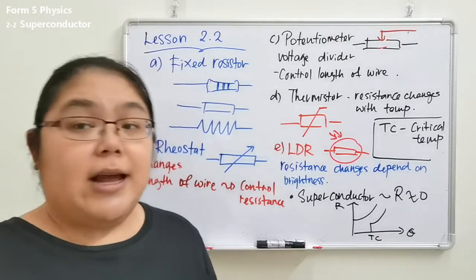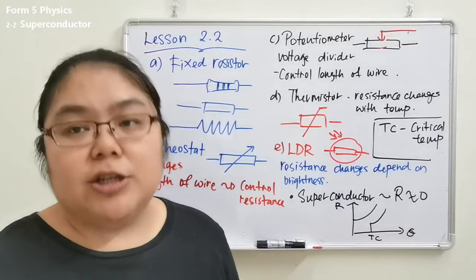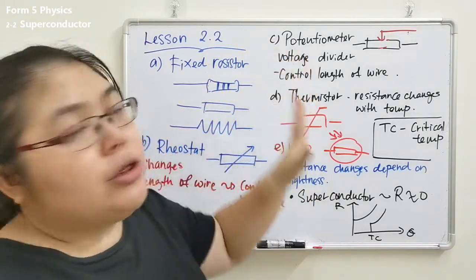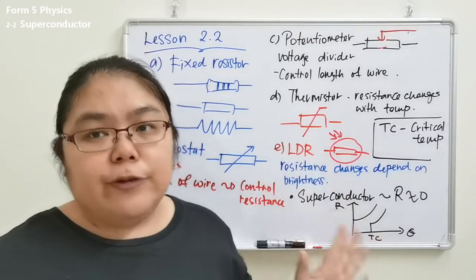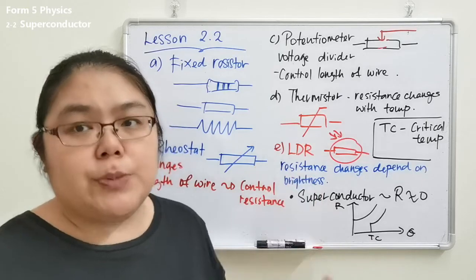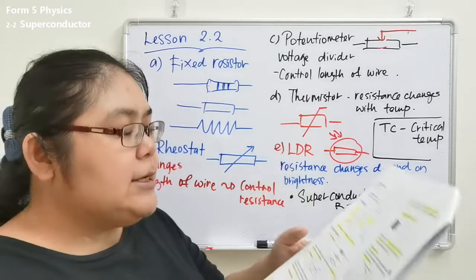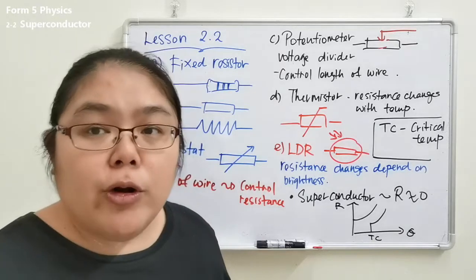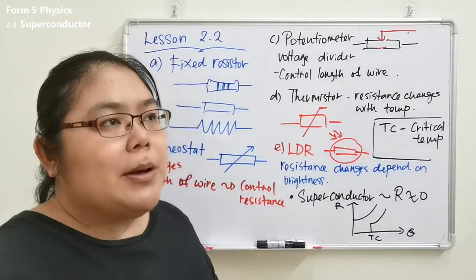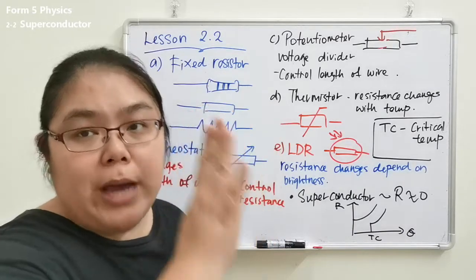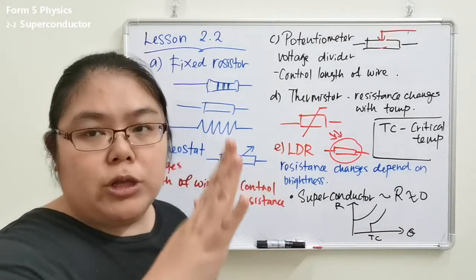Now we go to the next one, the potentiometer. A potentiometer is just like a voltage divider. It can divide the voltage, making the voltage high and also low. You can see the diagram there. It is the same as the volume adjustment. If you want the volume high, you turn it, and the voltage produced is high. If you turn it low, the voltage becomes low.